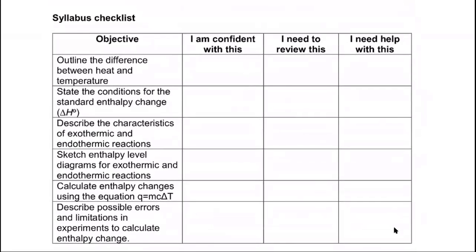this is a checklist for you to use to self-assess how you're doing. What you would do is, over here on the left side, it has a statement. So it says, outline the difference between heat and temperature. So, are you confident? Do you feel somewhat confident, you just need to review it and practice it a little more? Or is it that you don't understand it at all? You really need to get some extra help or do some more studying.